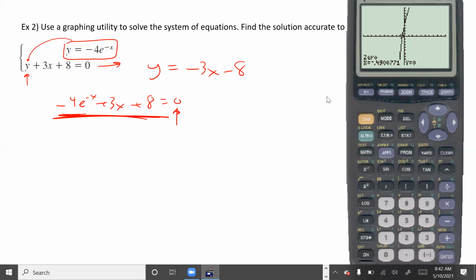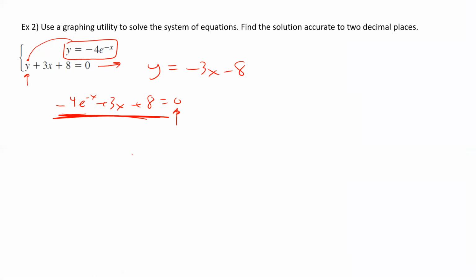So find an accurate solution to 2 decimal places on this guy. So I'm looking for what? Negative 0.49. Are we good? Bam, and done. Negative 0.49 is what equals x. And we did it by technology.